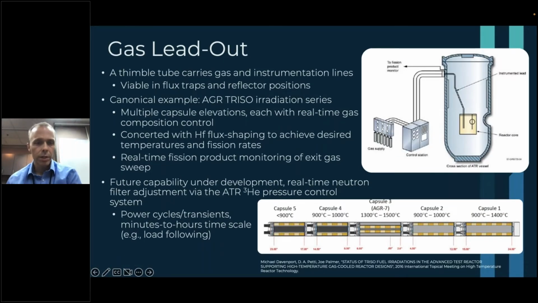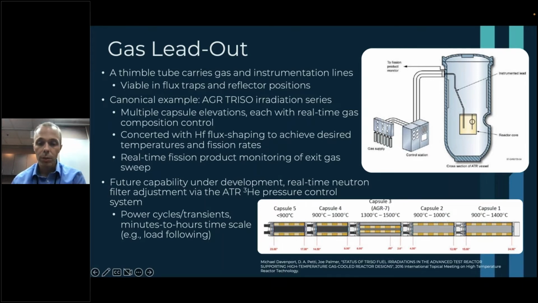So another good example of an advanced reactor supporting irradiation strategy in ATR is what we call a gas lead-out. Essentially, imagine a thimble tube that penetrates the reactor pressure vessel, lets some existing flanges and penetrations made for this purpose, and then goes down into the core. And then plumbing lines connect it to gas monitoring and control systems that reside outside of the reactor vessel. Kind of the canonical example of this is the irradiations that Steve mentioned earlier for the AGR TRISO program.